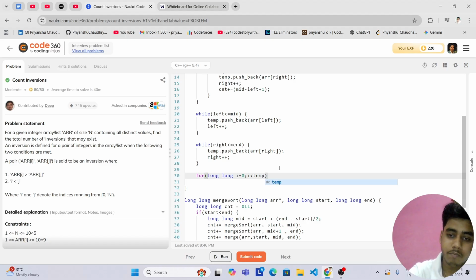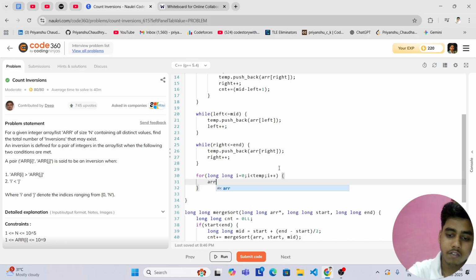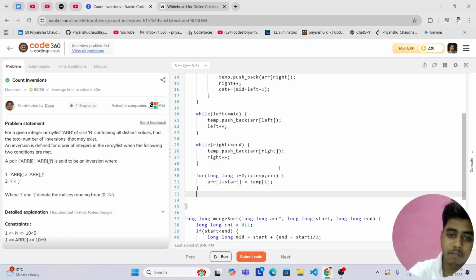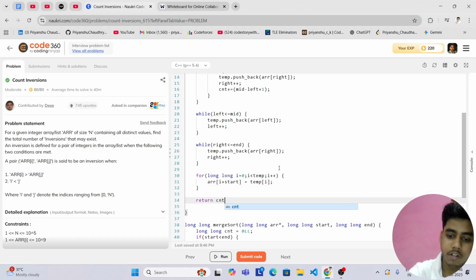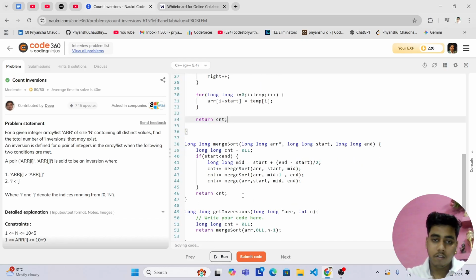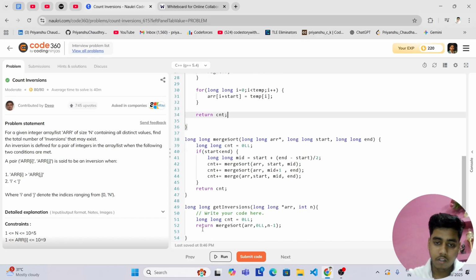At last we are sorting, that's why I'm using everything as long. We have to update our original array. The temp array contains the sorted one, but we have to update our original array, so array of i plus start will be temp of i. Now we'll just simply return count, and here also we will simply return count.